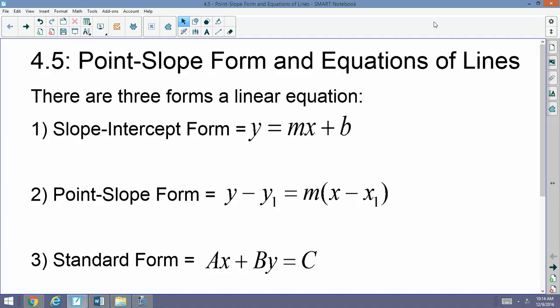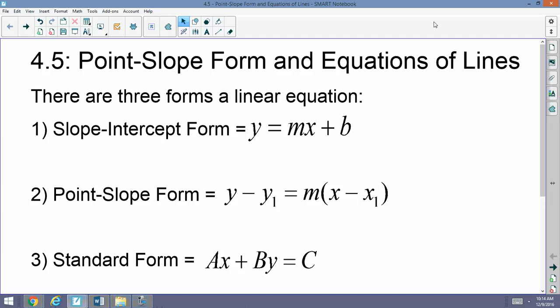Welcome back to Mr. Morrow's Algebra 2 class. Today we're going to talk about the point-slope form of linear equations. And this is a very powerful equation because it helps you write linear equations quickly, very easily, and very efficiently. So before we learn how to work with the point-slope form, I just want to have a brief review of where we've been and then talk about where we're going.